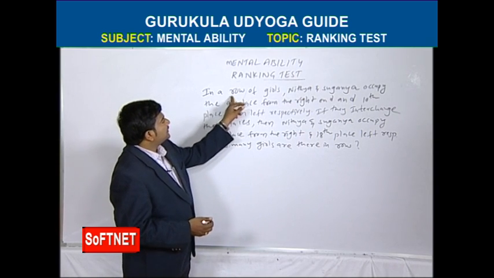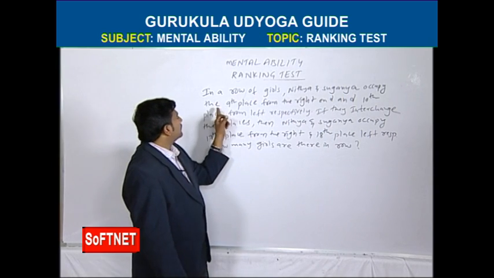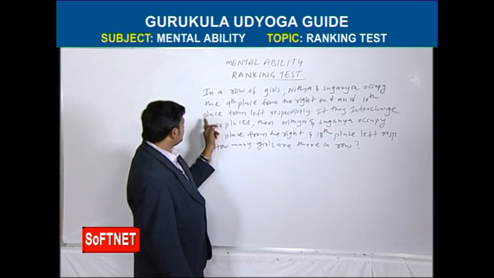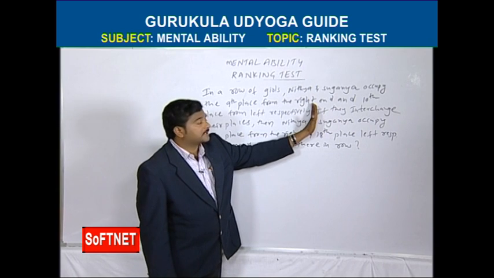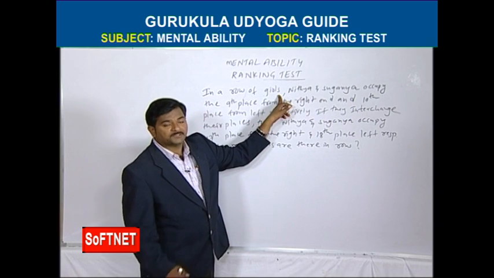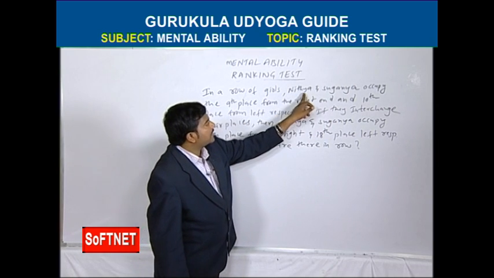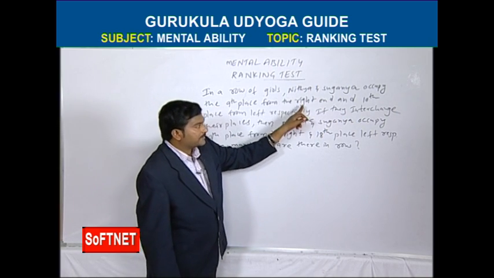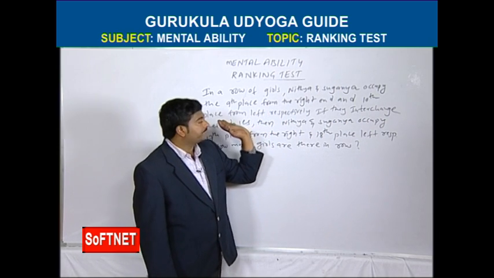Observe here. In a row of girls, Nitya and Suganya occupy the 9th place from the right end and 10th place from the left end respectively. Okay, that is the meaning.